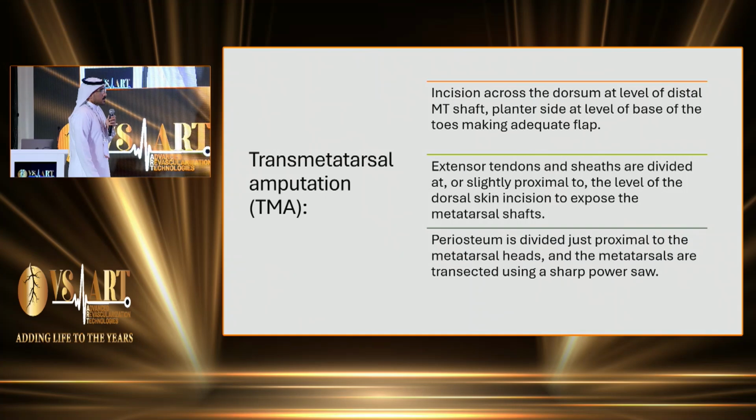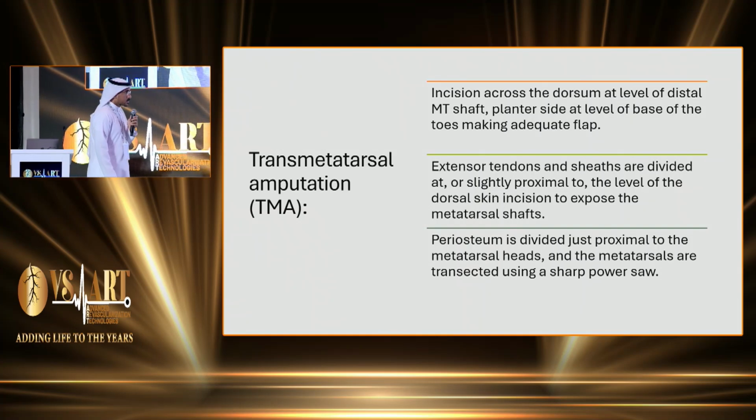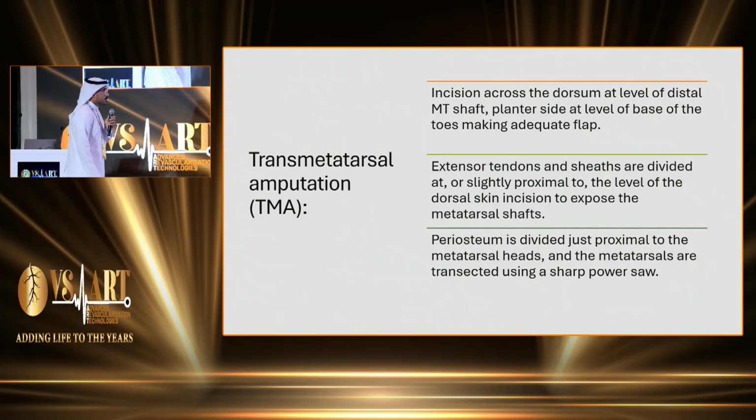The incision across the dorsal aspect will be at the metatarsal heads, and on the plantar aspect at the base of the toes, making a fish mouth incision. Remove all the tendons slightly proximal to the shaft of the metatarsal at the edge of the wound. Divide the periosteum just proximal to the metatarsal head, and the metatarsal is transected using a sharp saw.